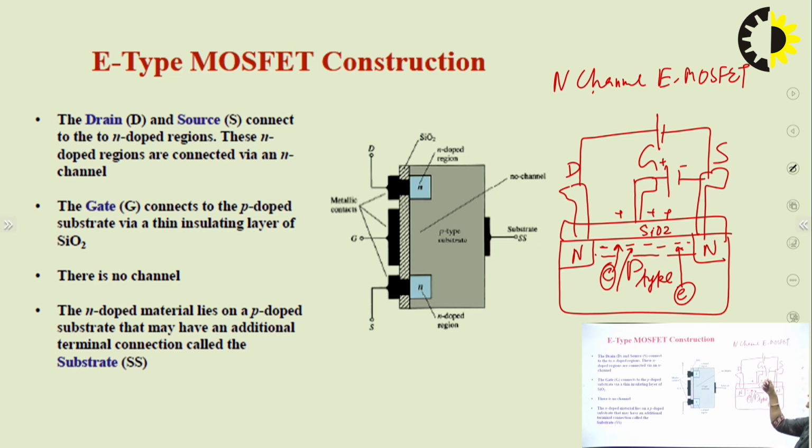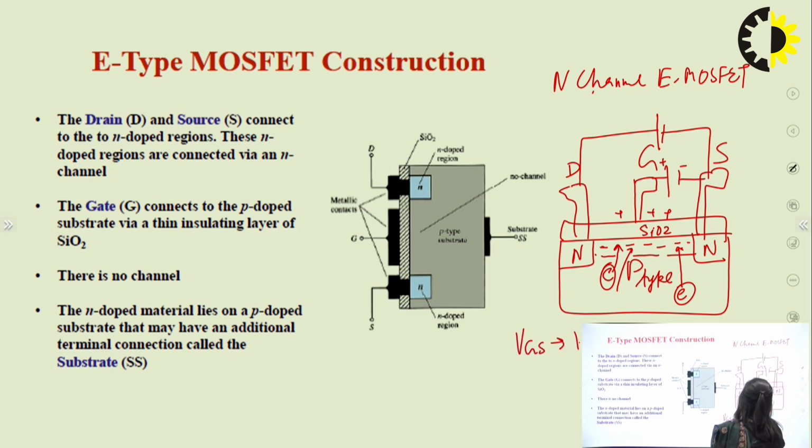So here this VGS potential helps in inducing the channel in the MOSFET. Due to the positive VGS voltage, it will attract the electrons from the substrate to the channel. So electrons will increase, conductivity will increase.